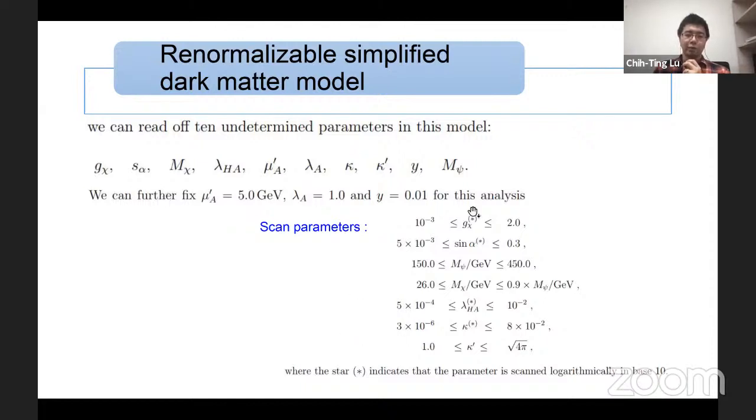Okay, here are all the undetermined parameters in this model. There are 10 in total, and actually 3 of them are not so relevant in this study. So we fix them to these 3 values, and we do the parameter scan for the other 7 free parameters in the following range.